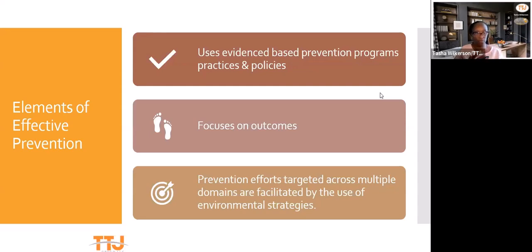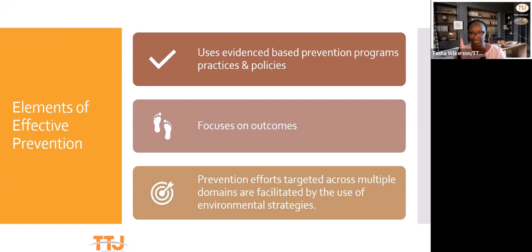What are the other elements of effective prevention? It focuses on the outcome. It doesn't just focus on a program. Why am I emphasizing that? When you have figured out what's going on in your community and why, you develop an outcome statement that says, we would like to increase this or decrease this. Then you design how you're going to get there.